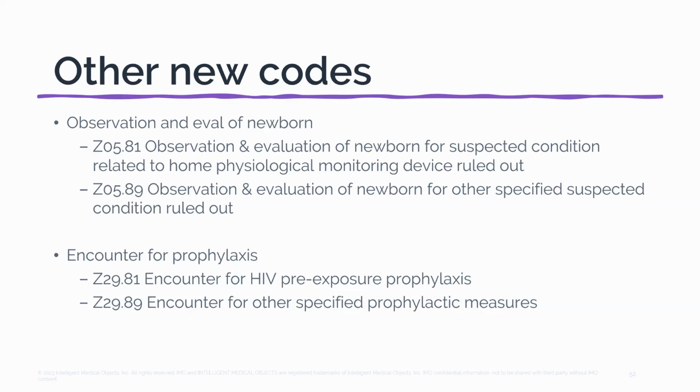Z29.81, encounter for HIV pre-exposure prophylaxis, was developed in order to capture encounters where pre-exposure prophylaxis is provided. This medication is prescribed for patients at high risk for developing HIV through an intimate encounter or injection drug use. If this is taken as prescribed, it is very effective for preventing HIV.